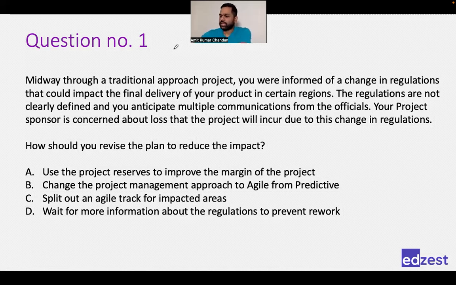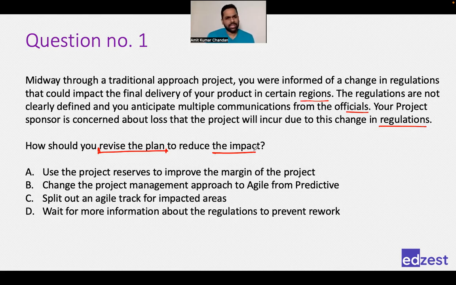Midway through a traditional approach project, you were informed of a change in regulations that could impact the final delivery of your product in certain regions. The regulations are not clearly defined, and you anticipate multiple communications from the officials. Your project sponsor is concerned about the loss that the project will incur due to this change in regulations. How should you revise the plan to reduce the impact?